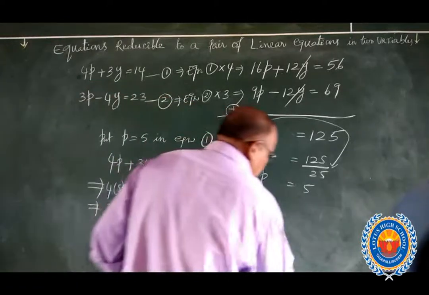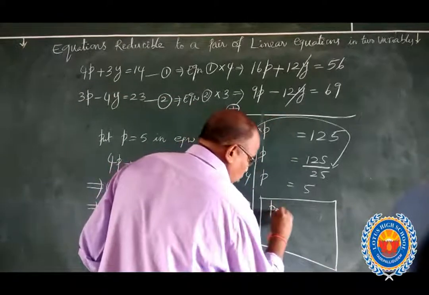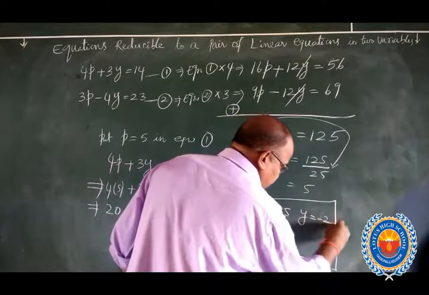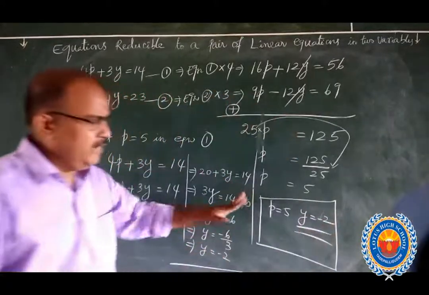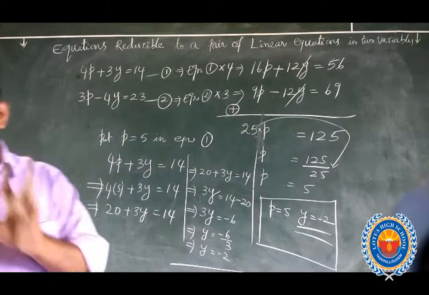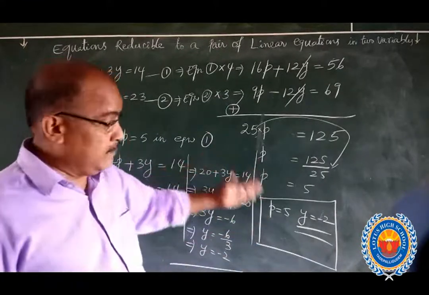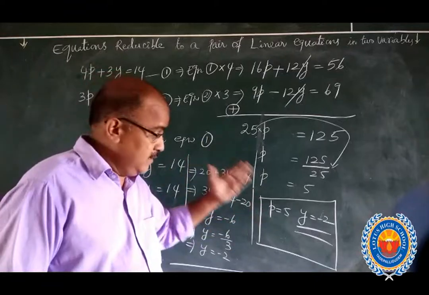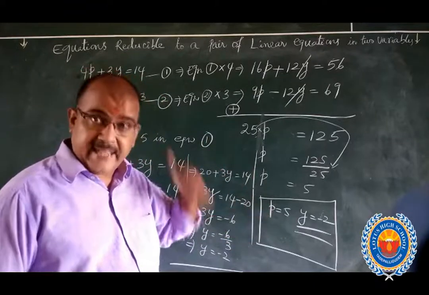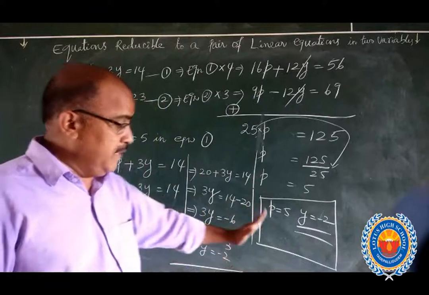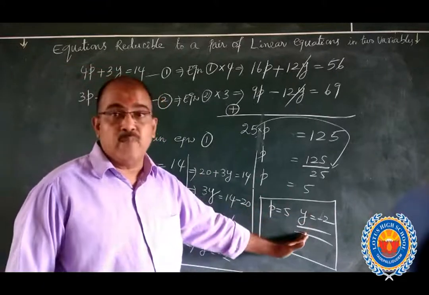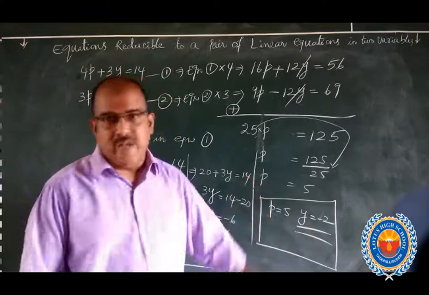Here I got two values. What is that? P is equal to 5 and y is equal to minus 2. Okay. The main question y value I got, but I should get the x value. How to get x value? Substitute already that 1 by x is equal to p. That's why I'll get x value. So p value is equal to 5 and y is equal to minus 2. Now I'll find x value.